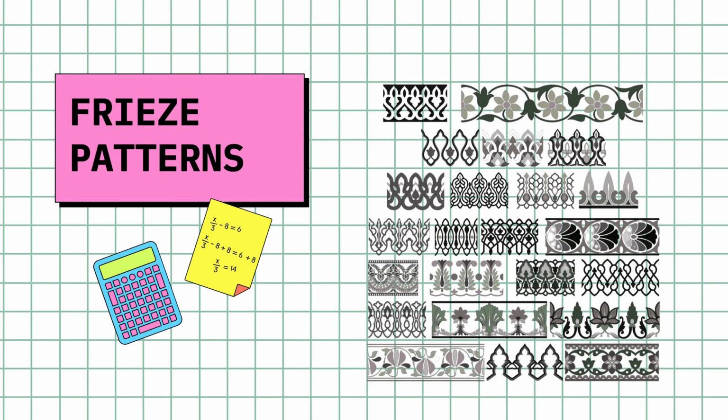The second pattern that we have here is the frieze pattern. Frieze patterns are repetitive designs that extend infinitely along a line. This is often used in architectural ornamentation. Examples are geometric motifs repeated horizontally along a border, or wave patterns adorning the edge of ancient Greek temples.